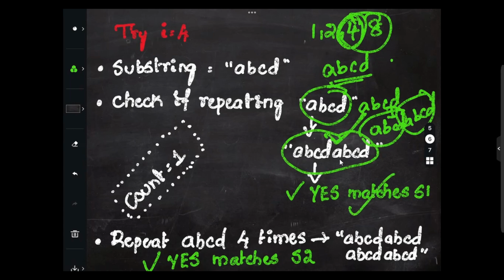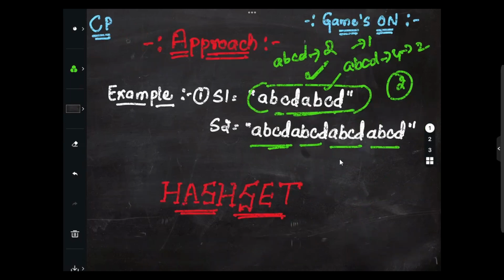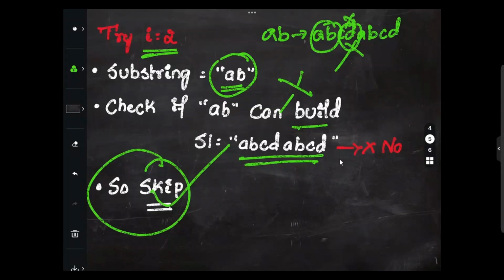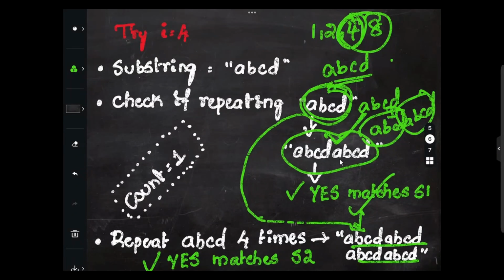So let's repeat the ABCD 4 times here. This matches the string S2 as well, ABCD 4 times: ABCD, ABCD, ABCD, ABCD. If you got confused, the S1 string is just ABCD, ABCD, and the S2 string is ABCD 4 times. So ABCD matches strings S1 and S2. Now the count is 1. I equals 4 matches S1 and S2, so this works basically.